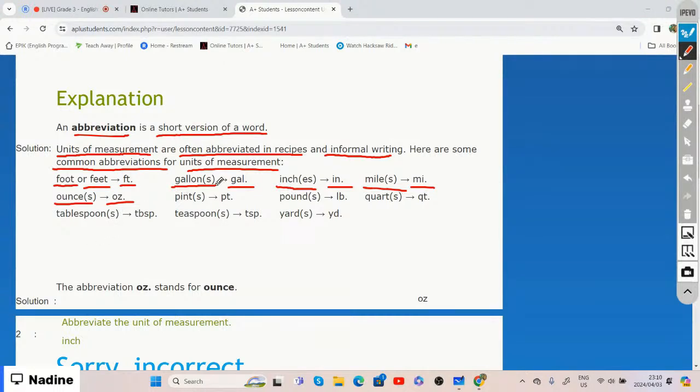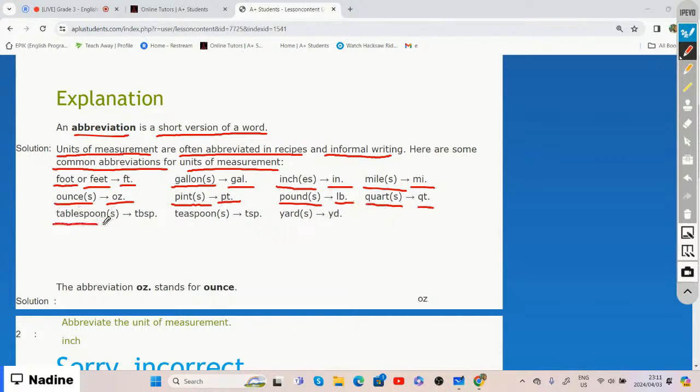If you want to say how many pint or pints of something, then we say pt period. How many pounds? lb for pounds. If you notice, everything else is kind of similar to how the word is, so it's just shortening to the letters of the word. But with pounds, it's lb. There isn't even an L and there isn't even a B in the word pound, but it's lb. Then we have quart or quarts, and it's qt.